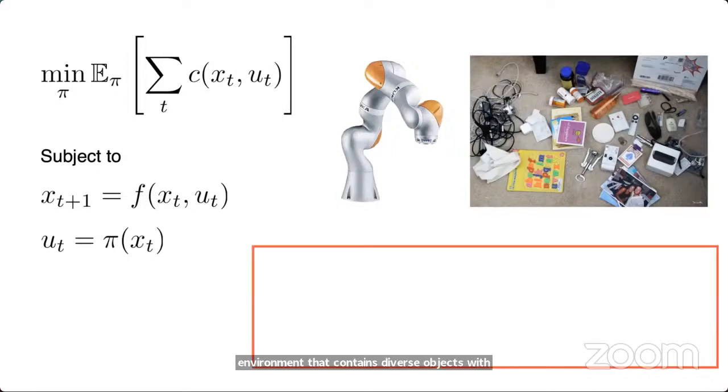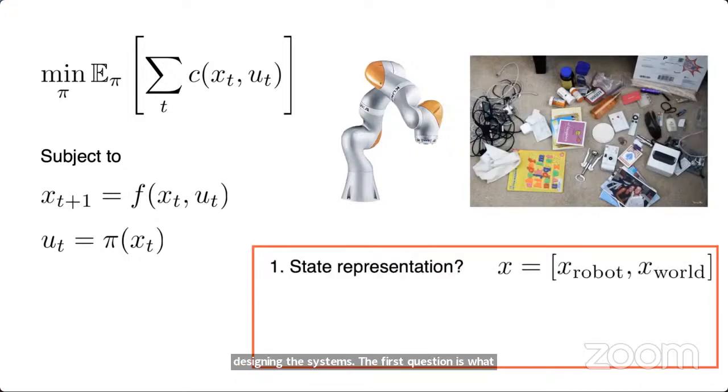There are three key questions we would like to ask when designing the systems. The first question is, what should be the state representation? The state of the overall system consists of the state of the robot and the state of the environment. Determining the state of the robot is easy, and it is designed by humans, and we can add sensors to obtain an accurate state estimation. And the key challenge is how we should represent the environment.